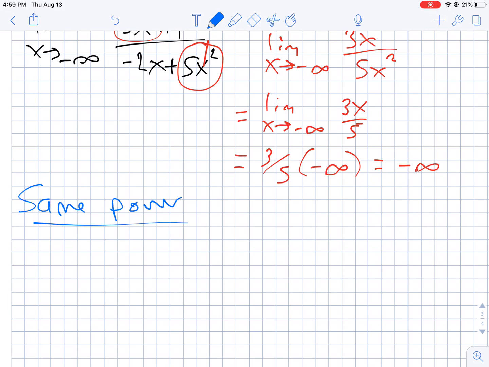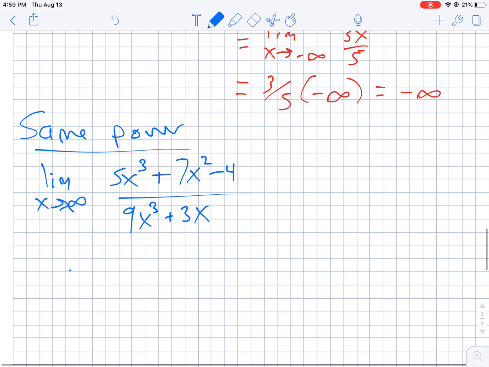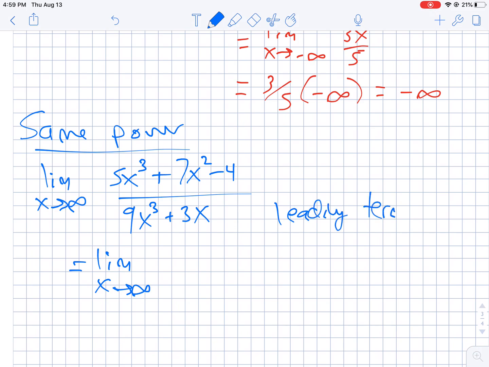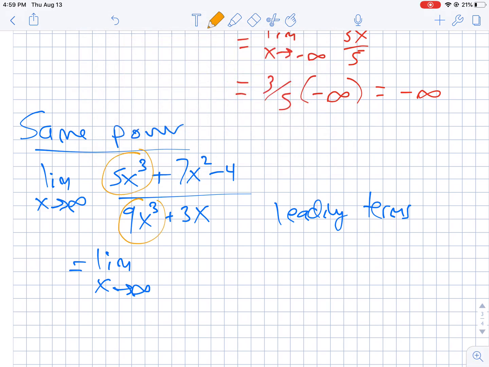So what if you ask for the limit as x goes to infinity of 5x cubed plus 7x squared minus 4 divided by 9x cubed plus 3x? You just look at this and say, all right, I'm going to take the limit as x goes to infinity, again, of just looking at the leading terms, the highest power terms. Because as you go to infinity, those are the only ones that really matter. So that's 5x cubed over 9x cubed. Now, again, the cool kids are noticing the x cubed cancel. So that just goes to 5/9.